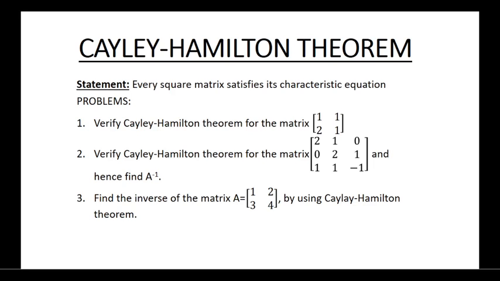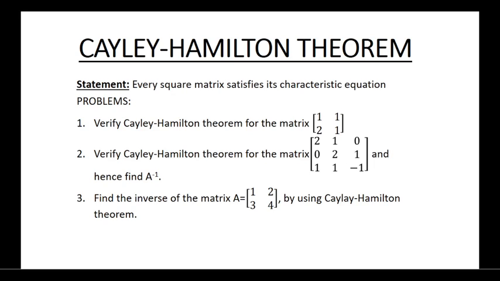So Cayley-Hamilton theorem states that every square matrix satisfies its characteristic equation. Every square matrix, already we know about a square matrix, containing the same rows as well as columns. The number of rows is equal to the number of columns. That square matrix satisfies its characteristic equation.